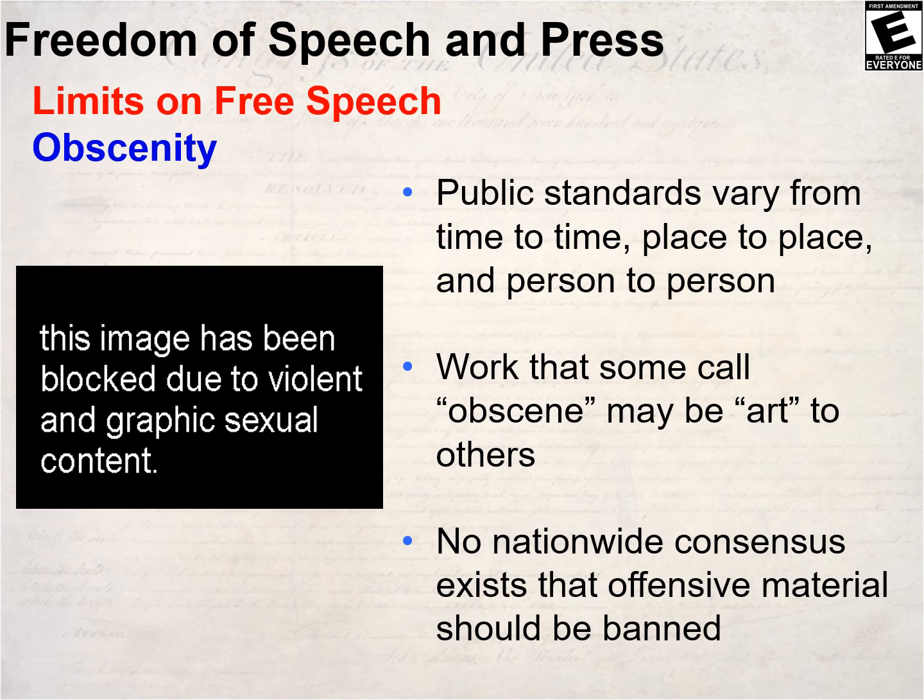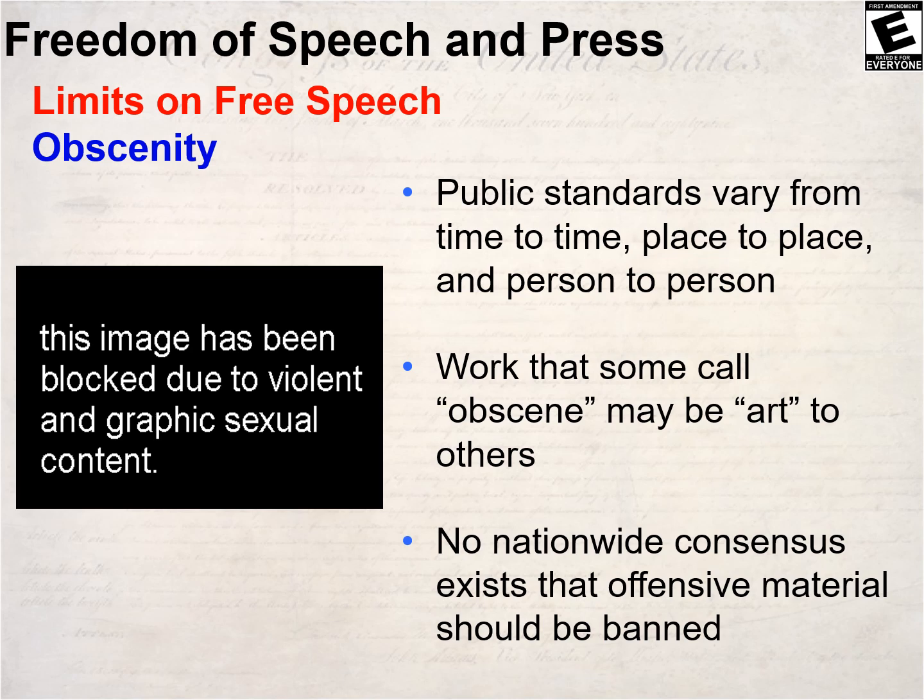Obscenity. This is always a fun one to talk about in class. Obscenity is tough because what you consider to be obscene might be different from what your neighbor considers to be obscene. What you consider to be obscene in 2020 might have been different from 2001 or 1980 or 1950. I mean, people thought Elvis was obscene. You know what I'm saying? A little different these days. Some works of art that some people call obscene might be works of art to others.